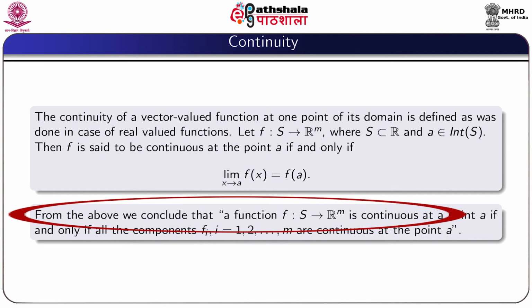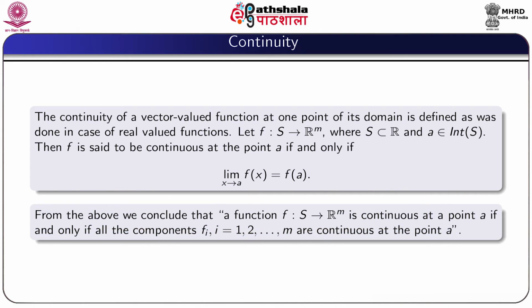From the above definition, we conclude that a function f from S to Rm is continuous at a point A if and only if all its component functions f1, f2 up to fm are continuous at the point A.